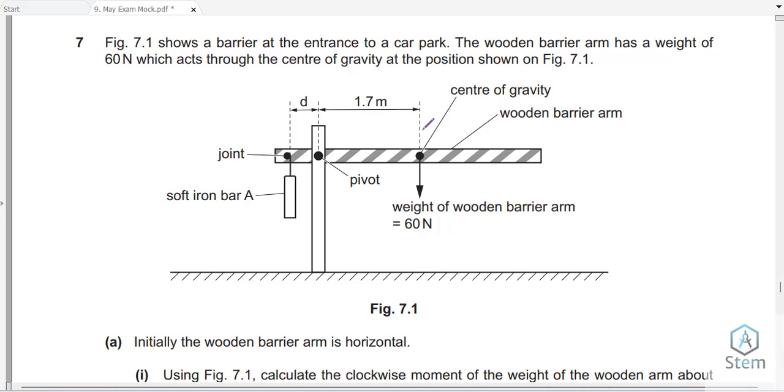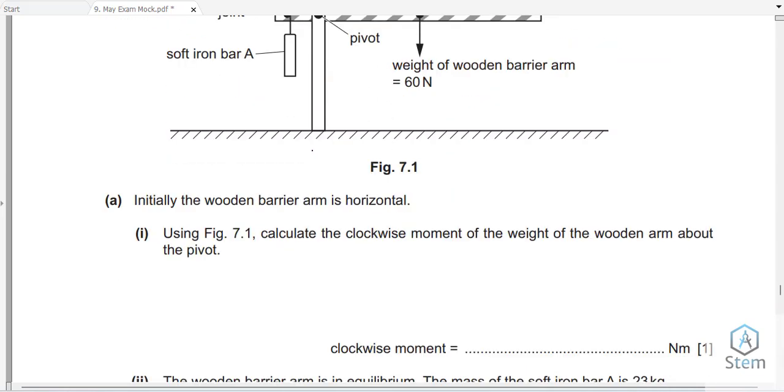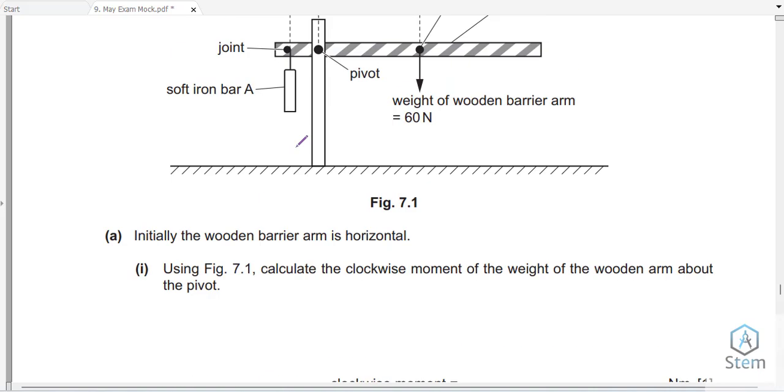The diagram shows a barrier at the entrance to a car park. The wooden barrier arm has a weight of 60 newtons, which acts through the center of gravity at the position shown on the diagram. Initially, the wooden barrier arm is horizontal. Use fig 7.1 to calculate the clockwise moment of the weight of the wooden arm about the pivot.